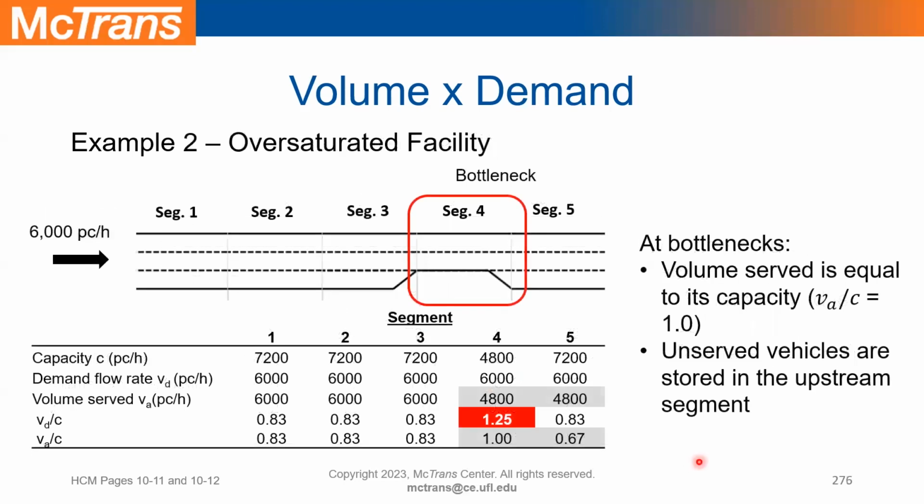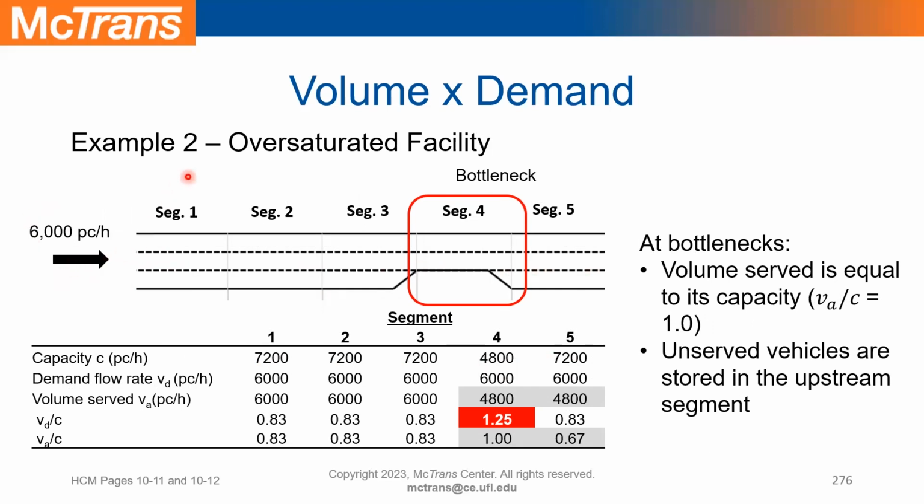Now, let's make this example a little bit more interesting. Let's assume that now our demand is 6,000 passenger car per hour. So everything else stays the same. I have the same capacities for all segments. But the only change is that I have 6,000 passenger car per hour.